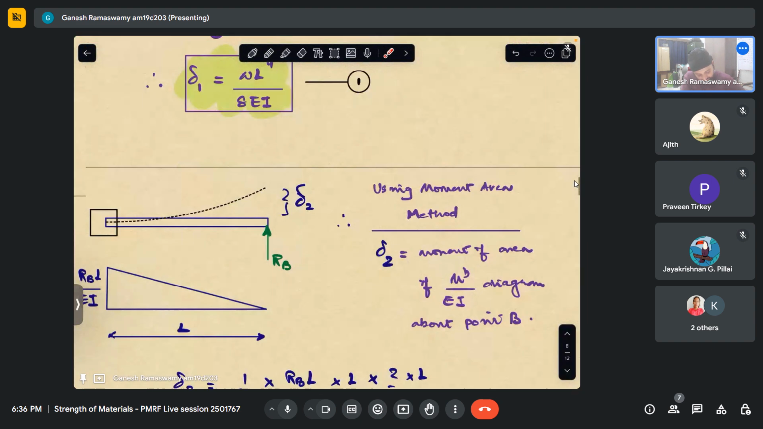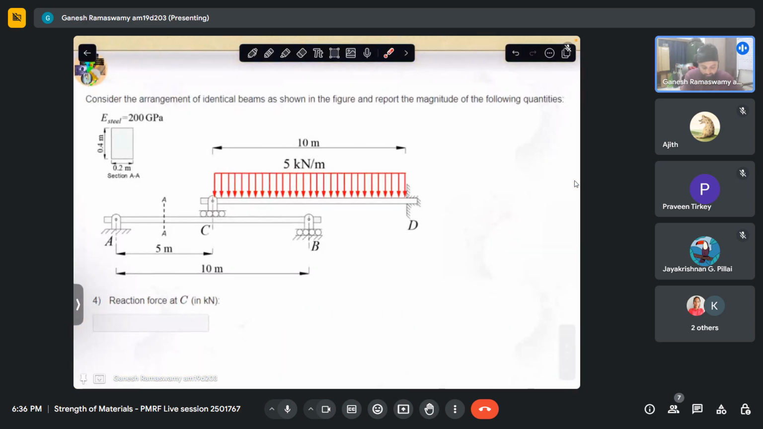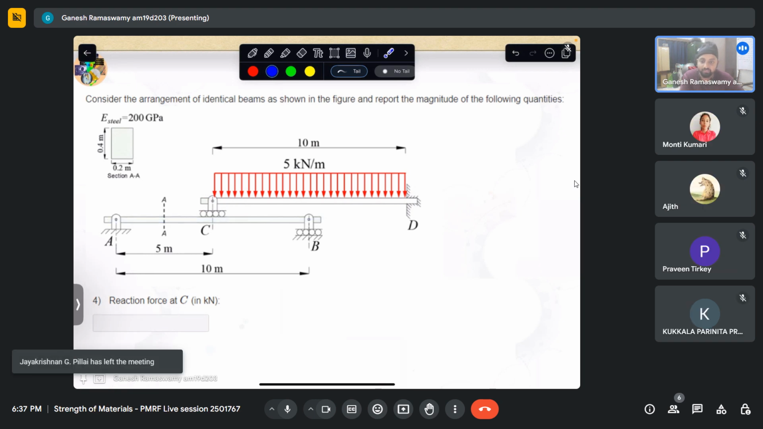Okay, so let us look at this question now. Consider the arrangement of identical beams. So there are two identical beams here, out of which one beam has a fixed end here, and then it is connected to a roller. Mind you, this is a roller, and this roller is placed such that its center lies at the center of a simply supported beam at the bottom of it.